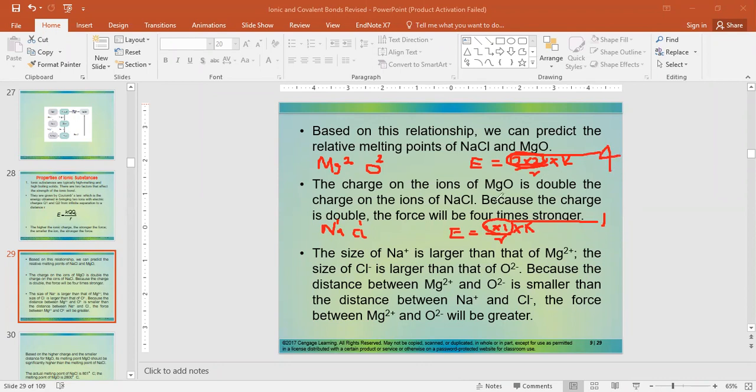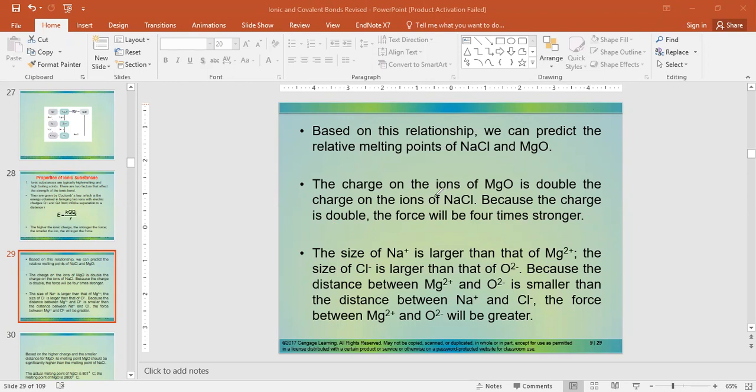So that is why we are saying that because the charge of magnesium oxide is double, its force will be 4 times stronger than that of sodium chloride. And that 4 times is just coming from examination of the charges here. Okay? Now, other factors are going to come into play, like the size of the ions.